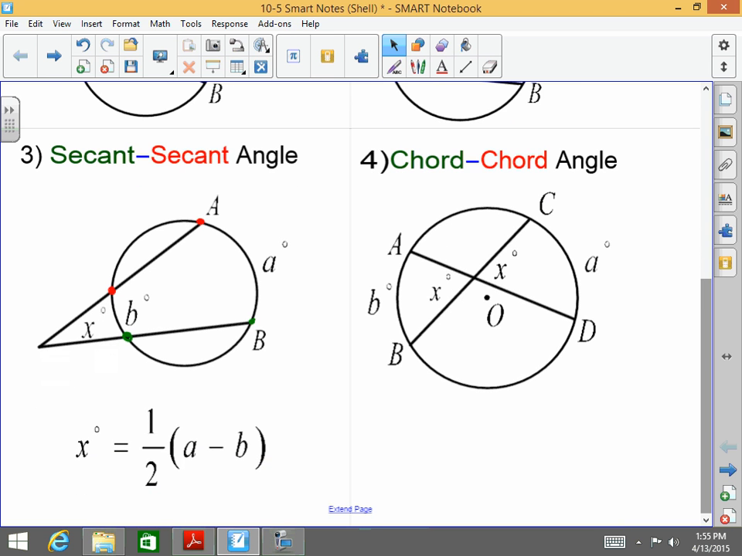Why is it a minus b? Because a is the larger arc. So it's the larger arc minus the smaller arc divided by 2.